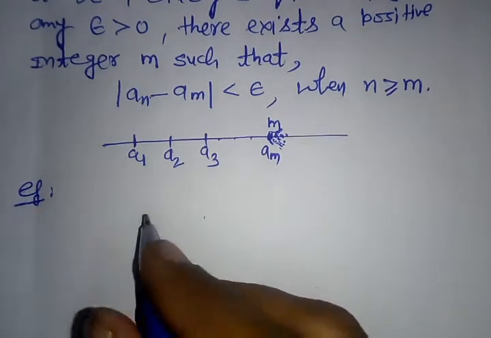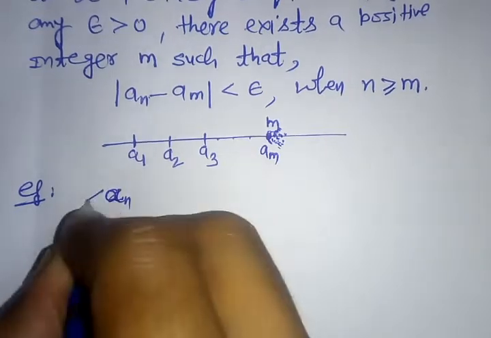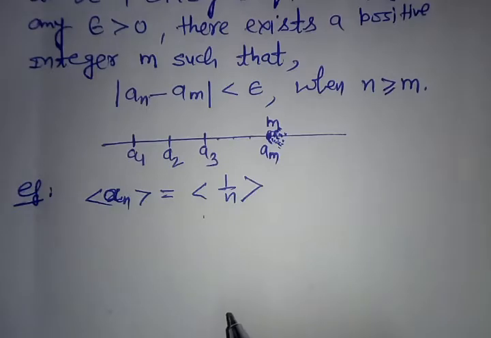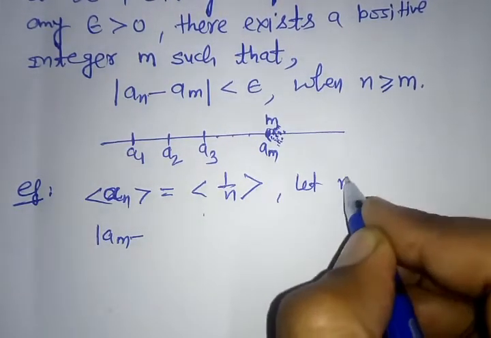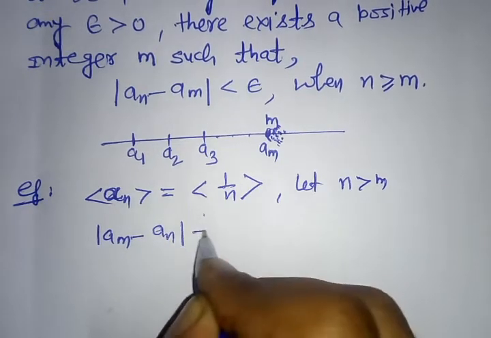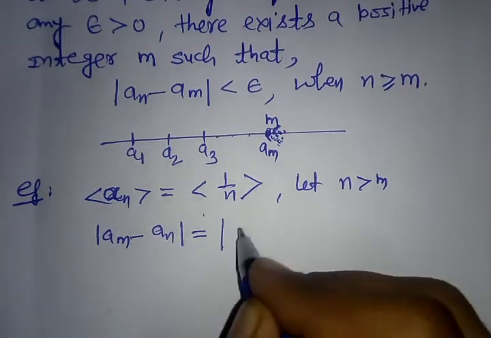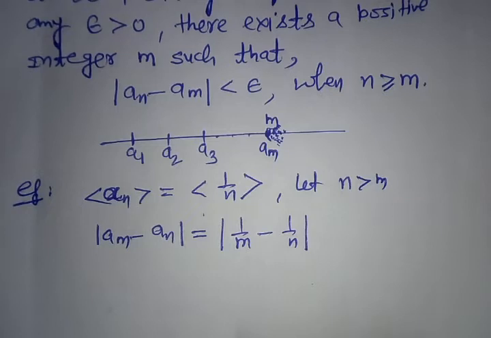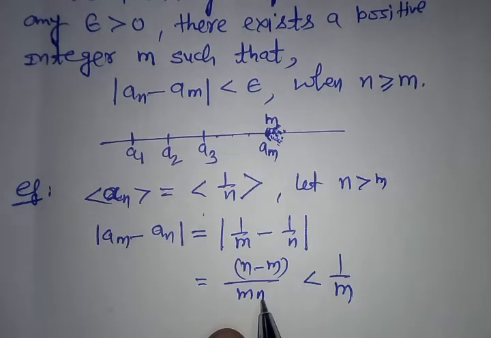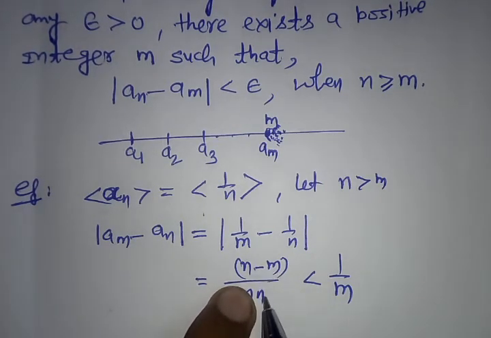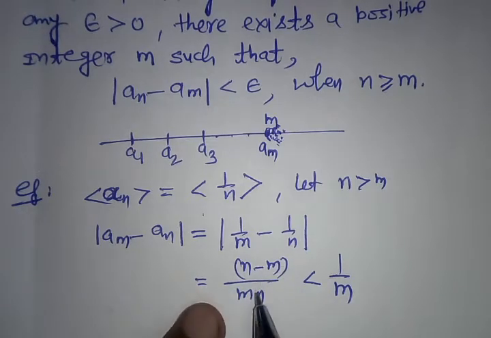For example, suppose the sequence a_n equals 1/n. Let us take, for n greater than m, mod a_m minus a_n, which is equal to mod 1/m minus 1/n, which is equal to (n minus m) upon m times n. And this term is clearly less than 1/m, because (n minus m) upon n is always less than 1 if I write 1/m outside, and then this whole term is less than 1/m.